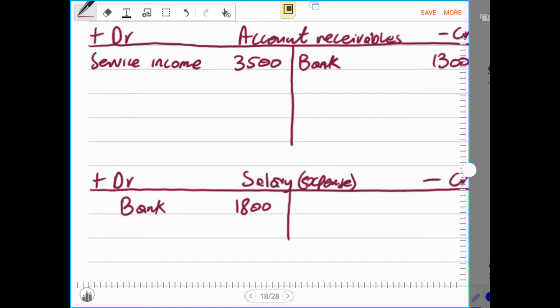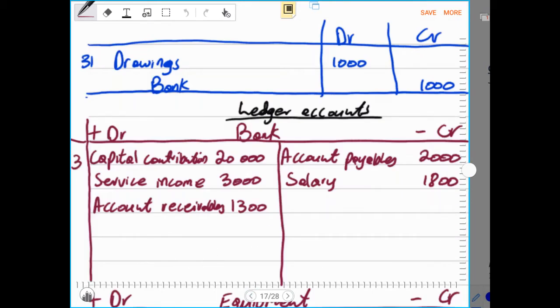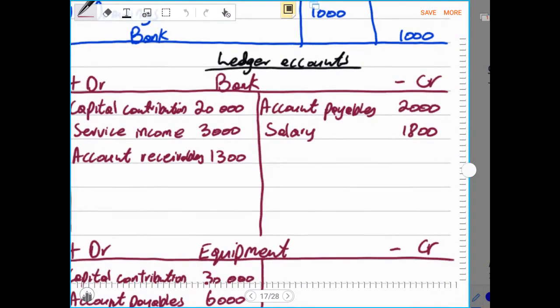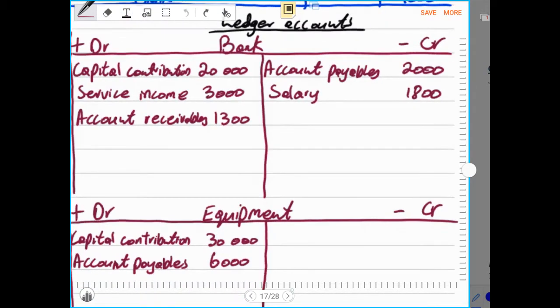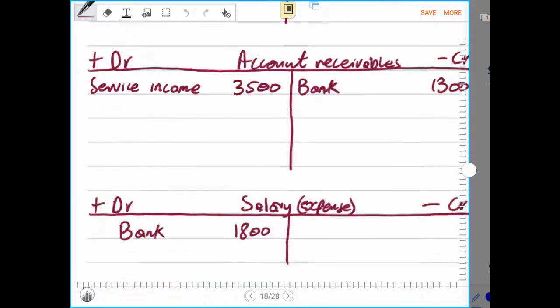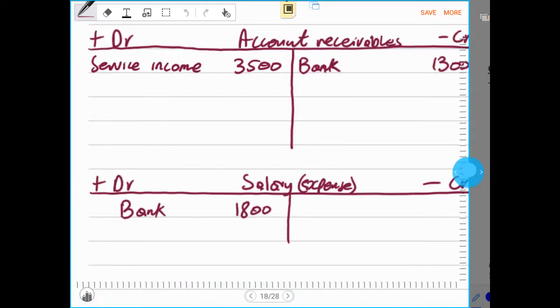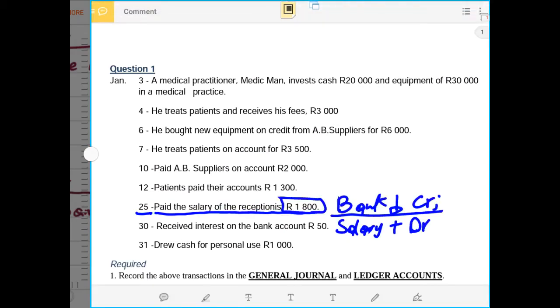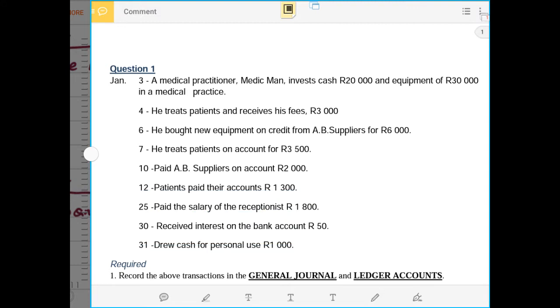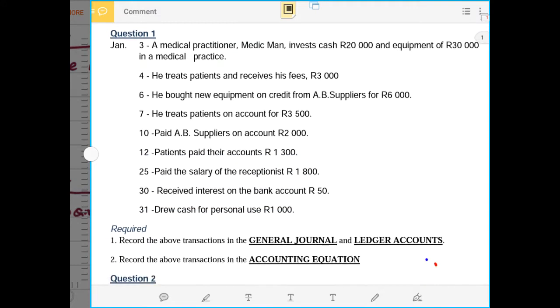Therefore, we have recorded our salaries increasing by 1.8, and because money was paid to this secretary, we have already recognized that money is going out, and it is 1,800 rands. And we have recorded it on both sides, the debit side of the salary and the credit side of the bank account. Then we go to the next entry, and the next entry is on the 30th of the month of January.